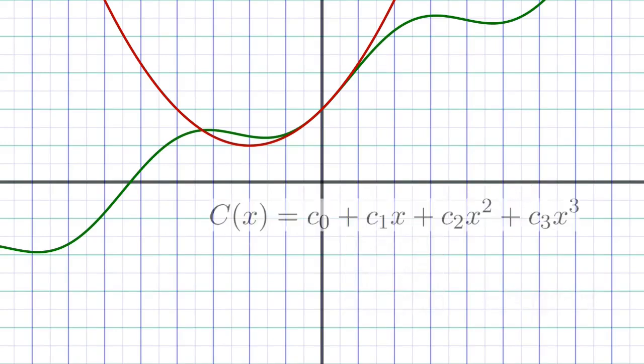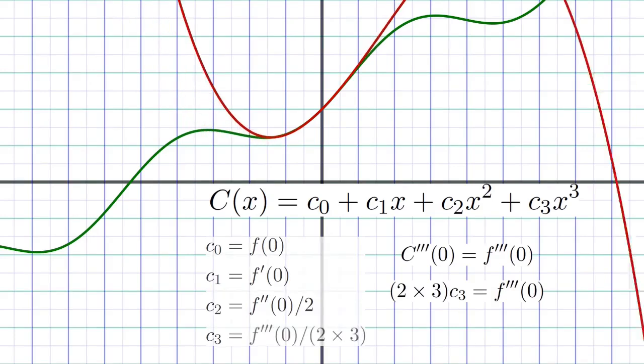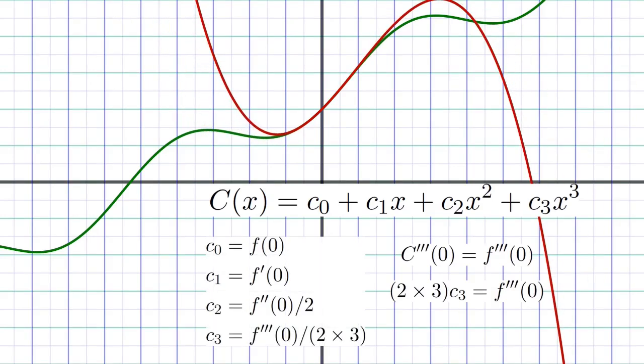This pattern continues for a cubic approximation. We need to determine four coefficients, c0, c1, c2, and c3, but c0 through c2 are already determined from last time. We just need to determine c3. And we can get that by requiring that the third derivative of the cubic approximation at x equals 0 equals the third derivative of f at x equals 0. Or in other words, c triple prime of 0 equals f triple prime of 0. Doing so, we get 2 times 3 times c3 equals f triple prime of 0, which means c3 equals f triple prime of 0 divided by 2 times 3.